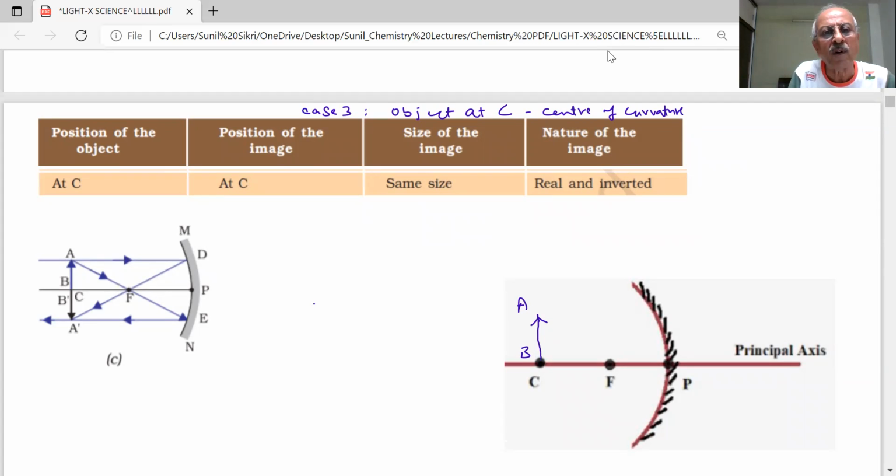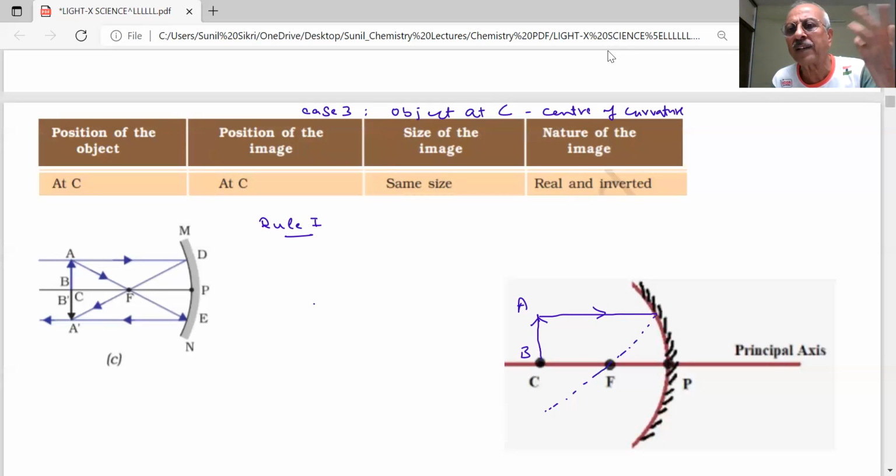So let me apply the rule. Always, the first thing I apply is rule 1. What is rule 1? The ray of light which is parallel to the principal axis will pass through which point, students? It will pass through the principal focus. Now, in this case, we already know that the image formed will be real and inverted at the center of curvature. Sometimes in the exam, when we try to draw, things are not to scale. But if I already know, then it becomes easy.